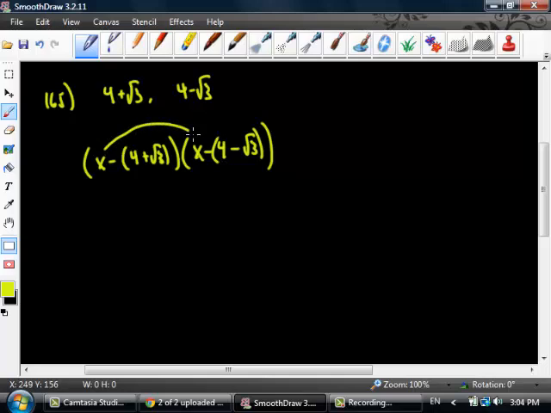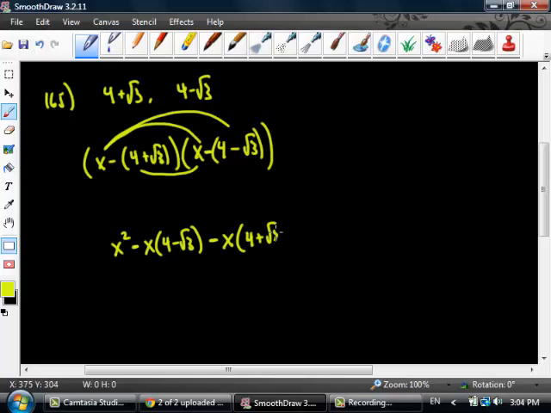Just FOIL it normally. This is x squared. This is x times a negative thing, which means it's going to be negative x times the thing. Well, the thing happens to be 4 minus rad 3. Again, another x times a negative thing, that makes it negative x times the thing, and the thing happens to be 4 plus rad 3. And then it's the thing times the thing. Negative times negative is positive. 4 plus rad 3, 4 minus rad 3.